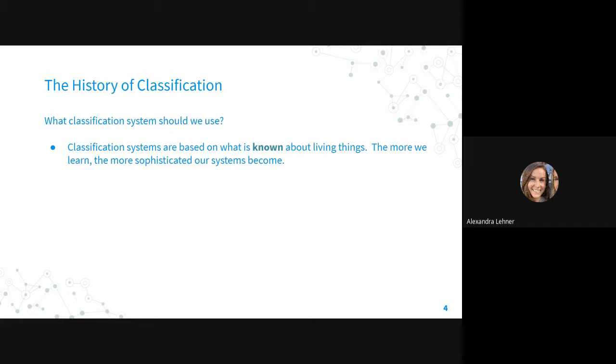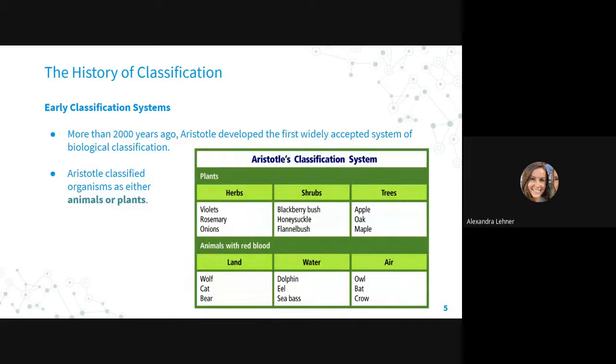So what's the history of classification? Well, why should we use this system? Well, classification systems are based on what is known about living things. We already know that there's plenty more to learn, and the more sophisticated our systems become allows us to learn more about classification, so we can learn more about living organisms. The early classification system: more than 2,000 years ago, Aristotle developed the first widely accepted system of biological classification. So Aristotle classified organisms as either plants or animals.